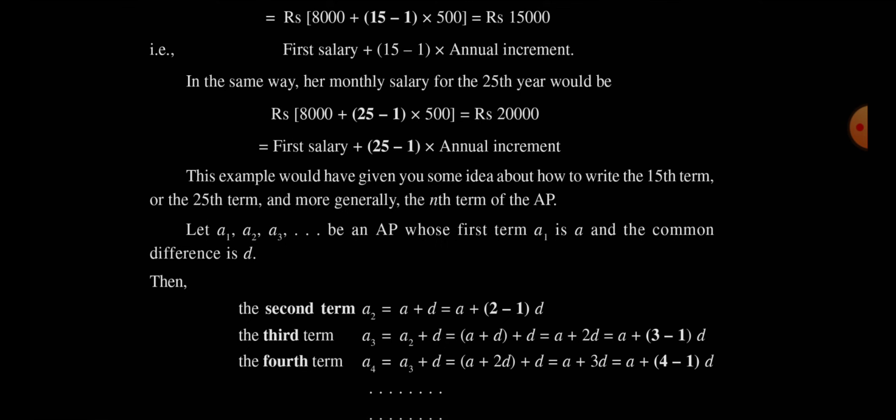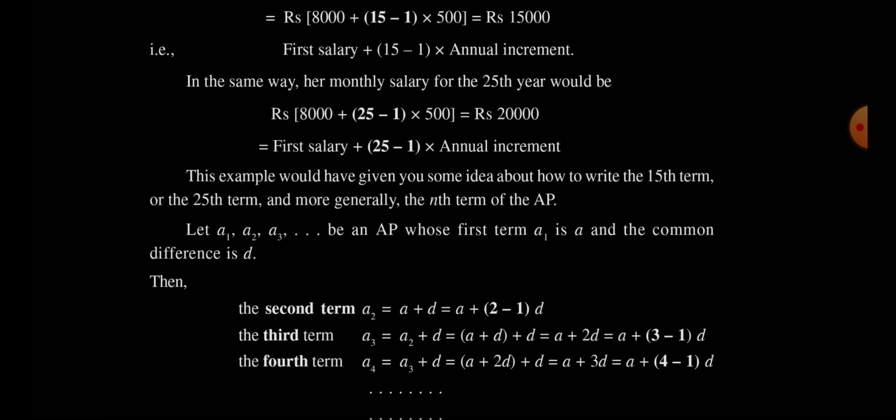In the same way, her monthly salary for the 25th year would be Rs 8,000 plus (25 minus 1) into 500, which is equal to Rs 20,000. First salary plus (25 minus 1) into annual increment. This example would have given you some idea about how to write the 15th term or 25th term, and more generally the nth term of the AP.